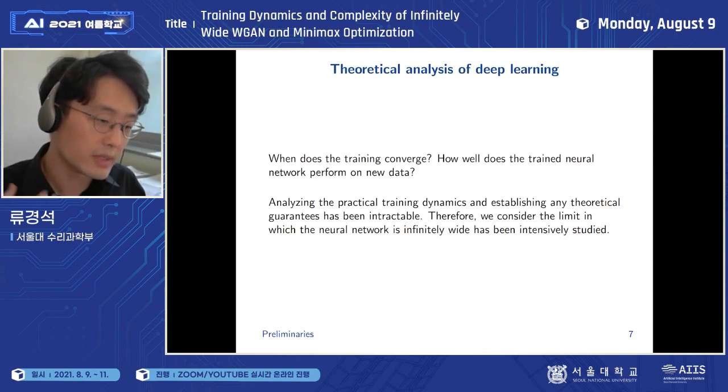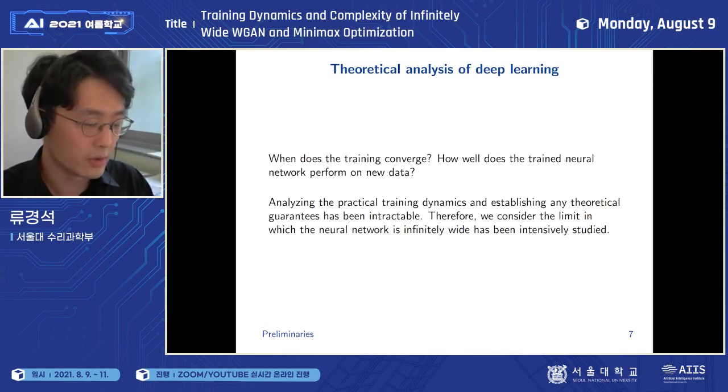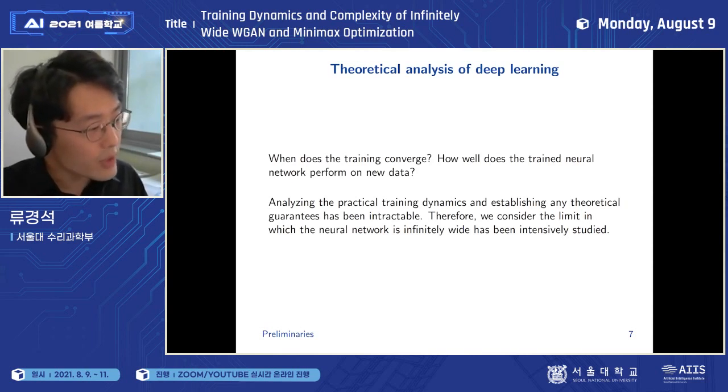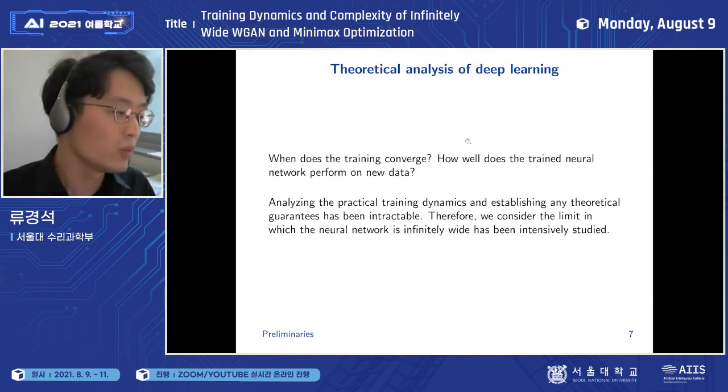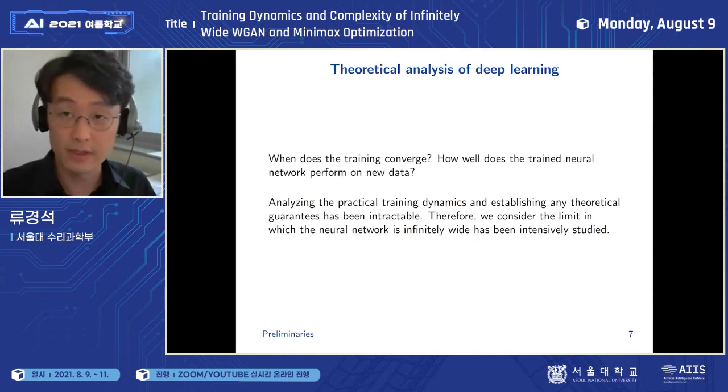Therefore, we need to make simplifying assumptions. Because the problem at hand is too difficult, we need to make certain unrealistic assumptions in order to simplify the problem. And in recent years, the limit in which a neural network becomes infinitely large, in particular infinitely wide, has been intensively studied as a simplifying assumption.